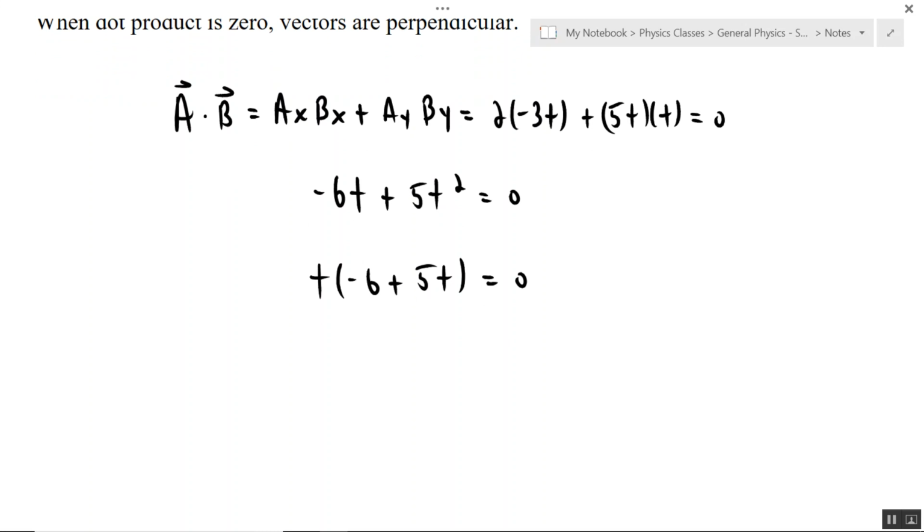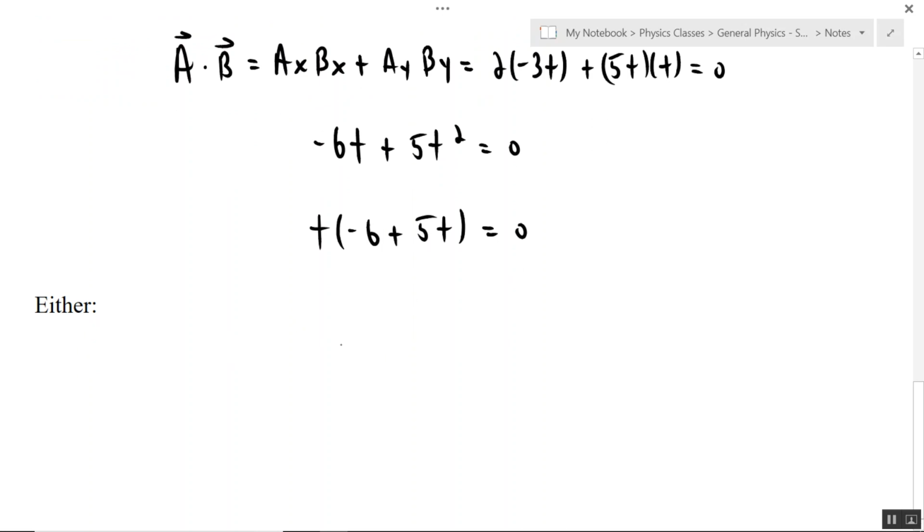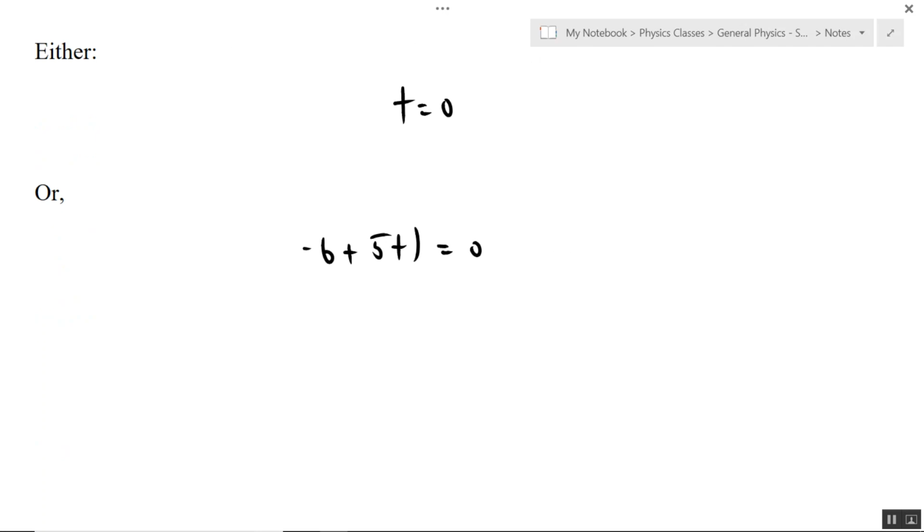So there are two solutions, right? So either t is equal to 0, because that's one solution, right? If t is equal to 0, that's the solution to that equation. Or the parentheses is equal to 0, right? So this is equal to 0. So if you solve this equation for t, what do you get? You get 6/5, right? Yeah. So those are the two solutions. If t is equal to 0, they're perpendicular.